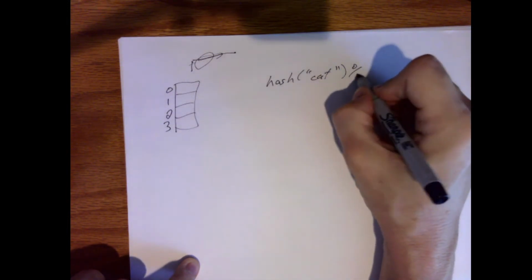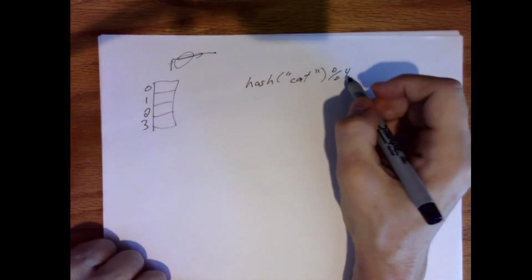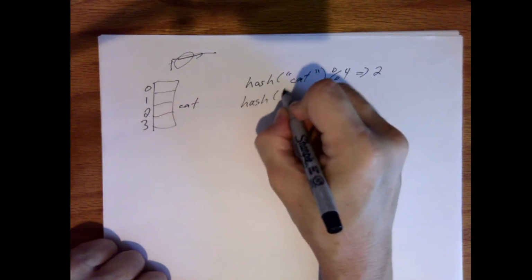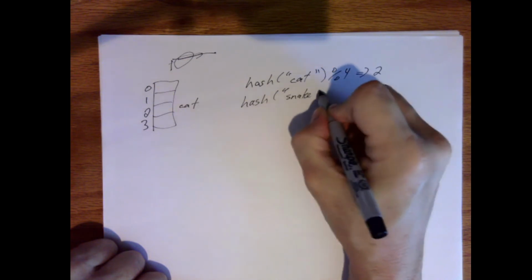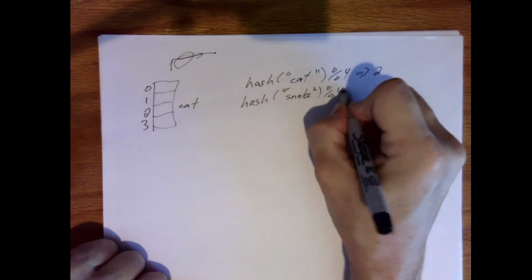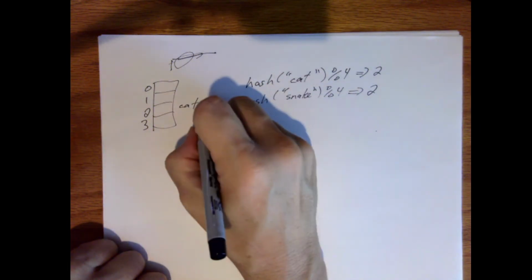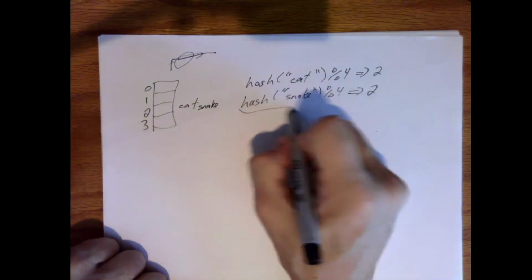And then we apply mod 4 to it. Whatever number I get, after mod 4, let's say gives me 2. So it means I'm going to put cat here. But then let's say we put in hash of snake mod 4, and I also get 2. So snake goes here, but I already had cat there. So they can't both be there. Now how could this have occurred?